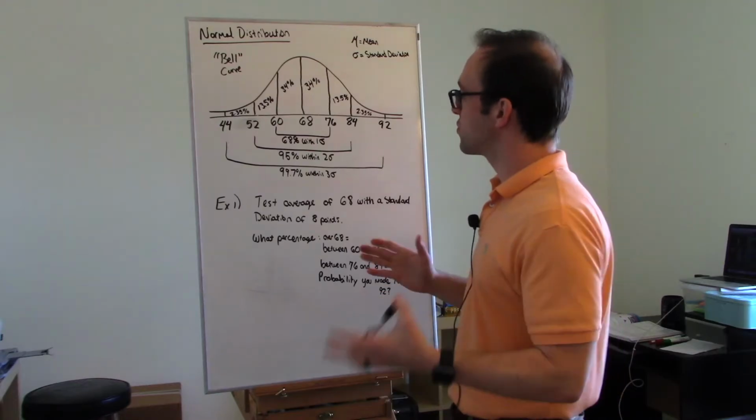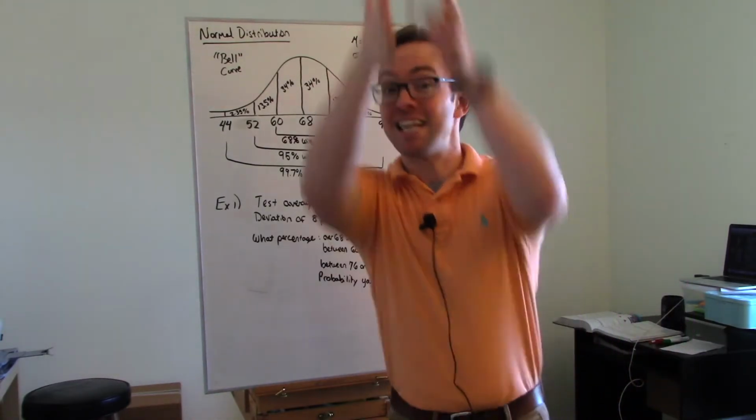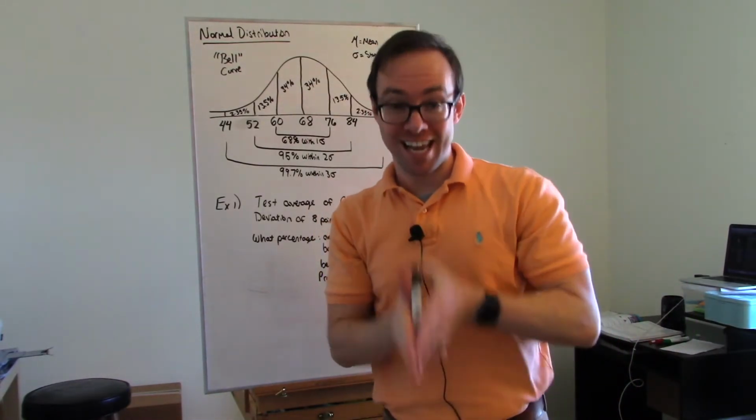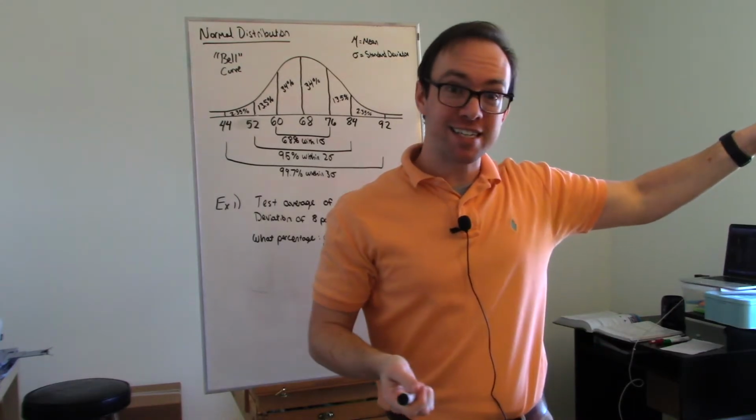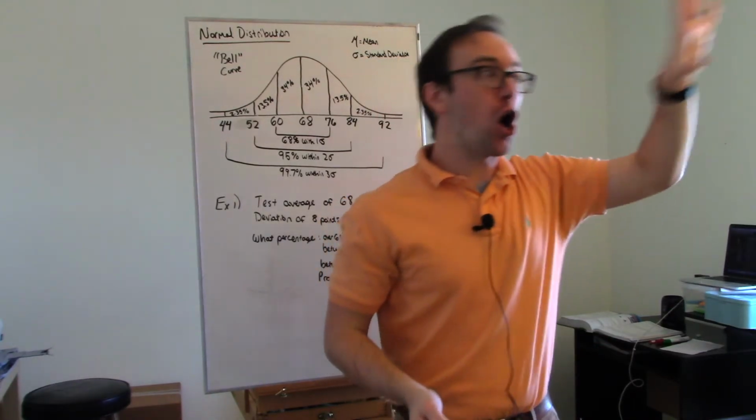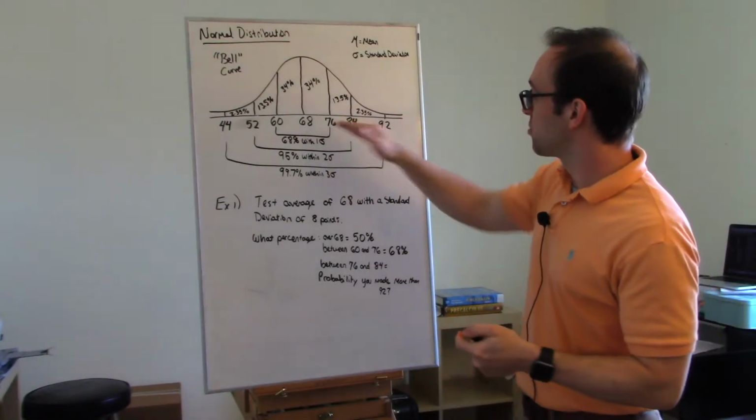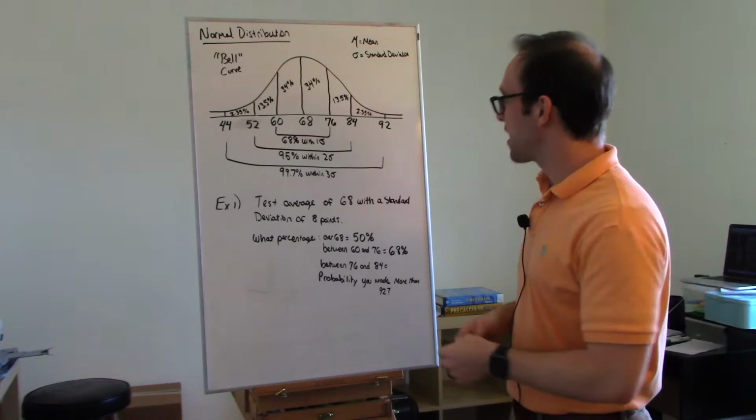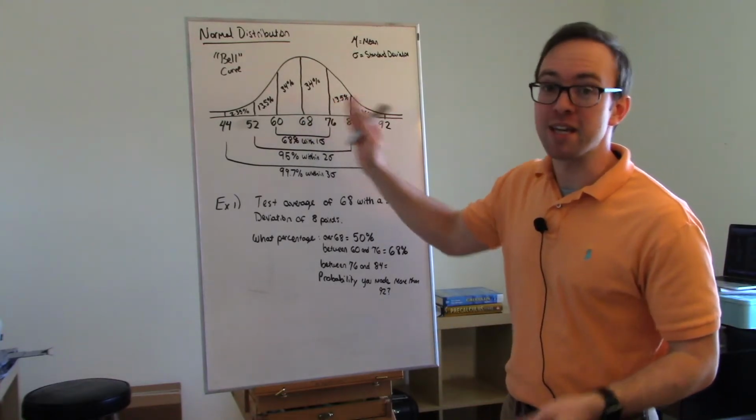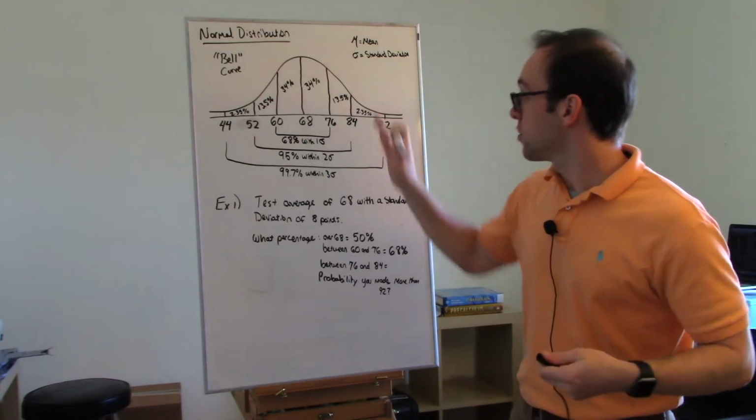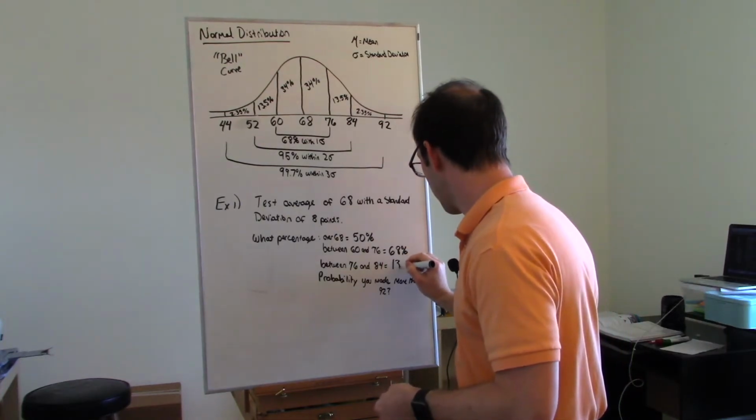Starting with the first one, over 68. 68 is the mean. It is the dead middle of our data. So over 68 is the upper half. Between 76 and 84: that is between 1 standard deviation above the mean and 2 standard deviations above the mean, which is 13.5.